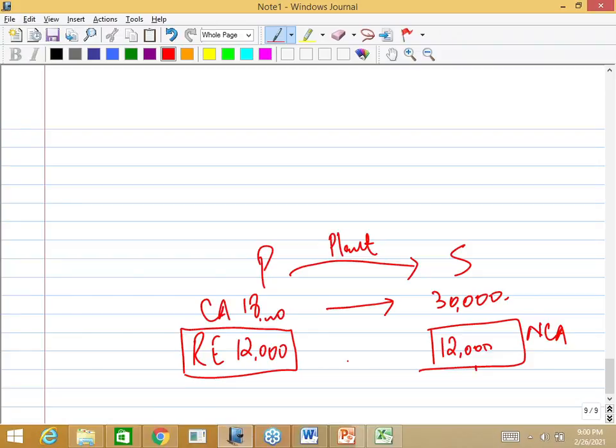So when you reduce this amount and this amount, the accounting entry for this case will be retained earnings of the parent debited by 12,000 and non-current asset credited by 12,000. This part should go in the books of the subsidiary. This part will go in the books of the parent company.